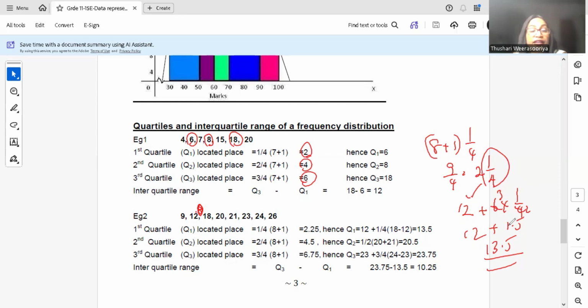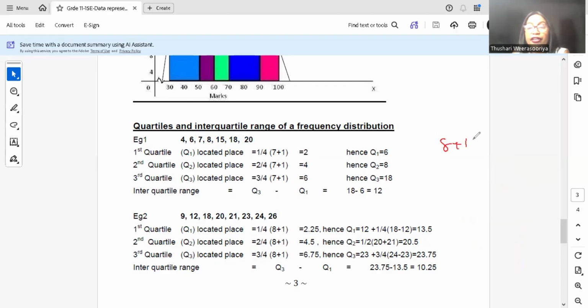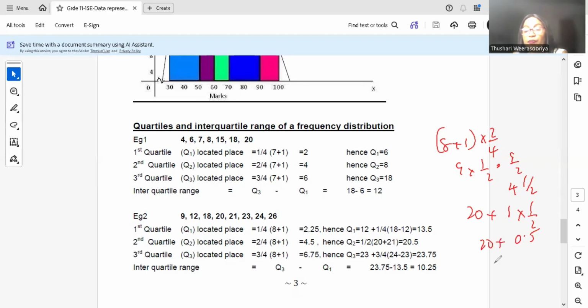Right. We'll go to the second, Q2. How to find Q2? 8 plus 1 into 2 over 4. Then 9 into 1 over 2. That is 9 over 2. That is 4, 1 over 2. The fourth number, 1, 2, 3, 4, is 20. Plus, what's the gap? 20 and 21, the gap is 1. 1 over 2, that is 0.5. 20 plus 0.5 is 20.5. That is Q2.